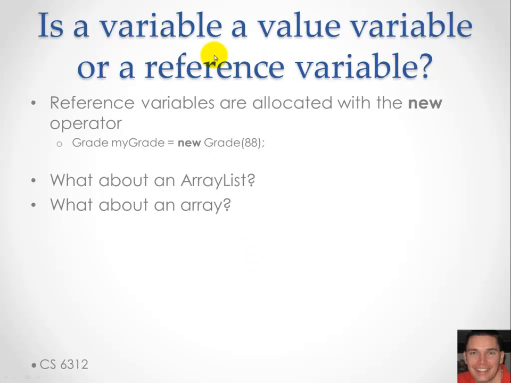Okay, how do we know if a variable is a value variable or a reference variable? All reference variables are allocated with the new operator. So when I say grade equals new, I know that it is a reference variable. All array lists, remember we're using the word new there, are reference variables. Next week we're going to talk about arrays, and those are also reference variables.